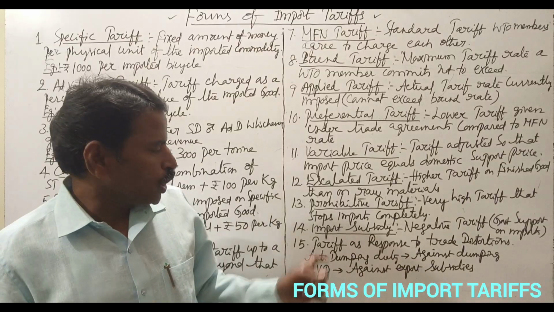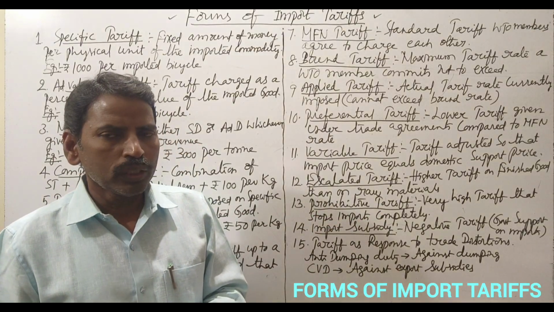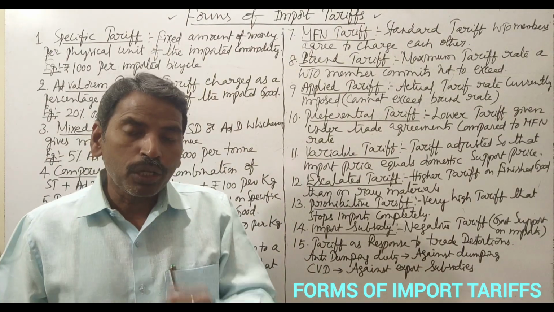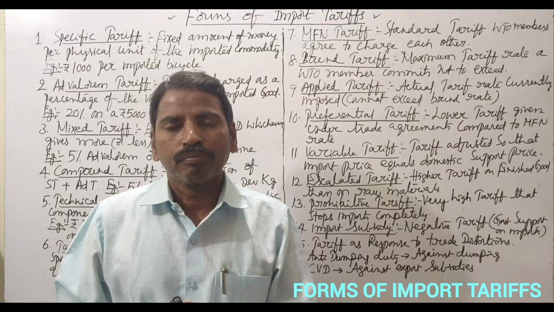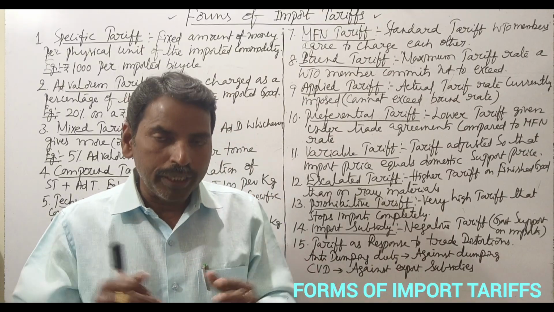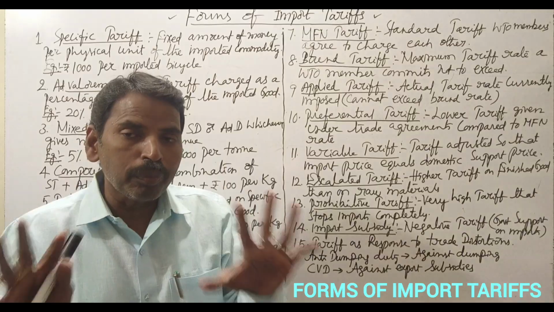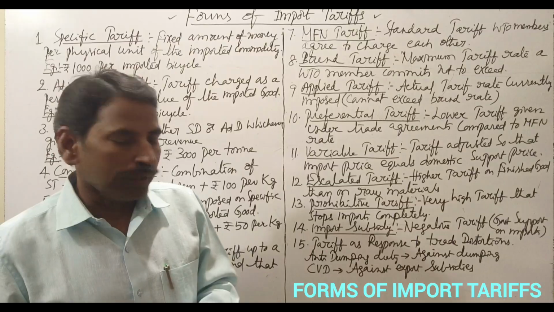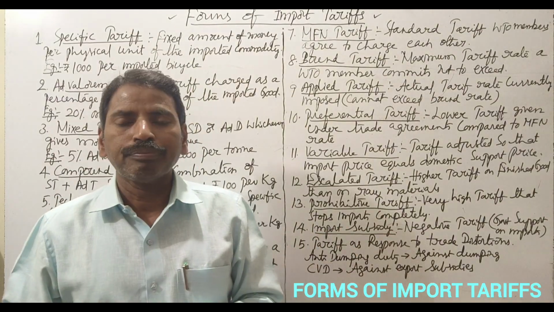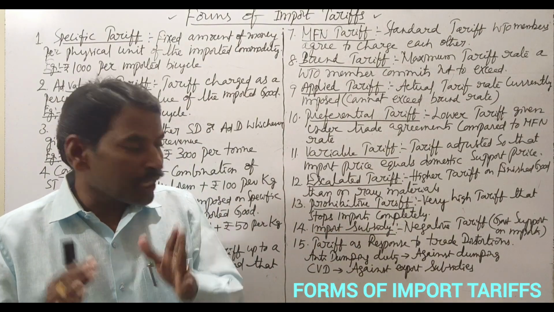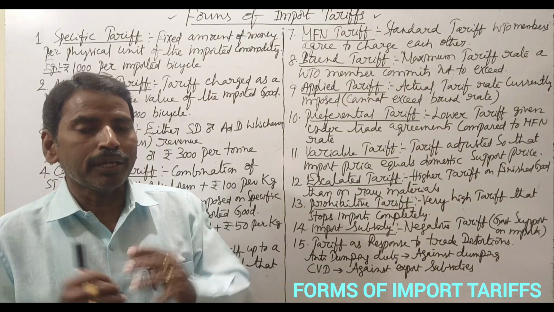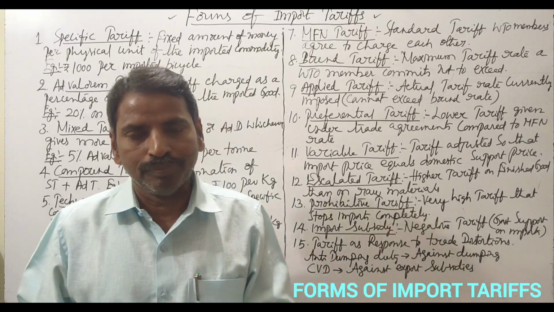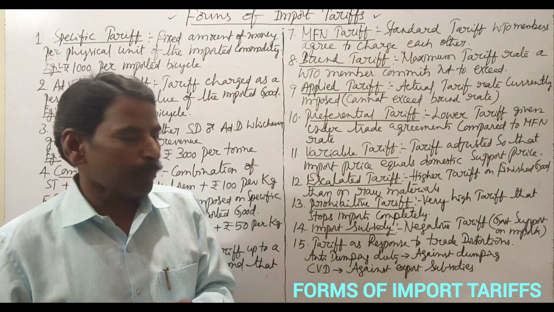Next, 13th one, prohibitive tariff. A very high tariff rate that stops imports completely. That is called prohibitive tariff. 14th one, import subsidy. Import subsidy is a negative tariff. That means government support on imports. That is called negative tariff.